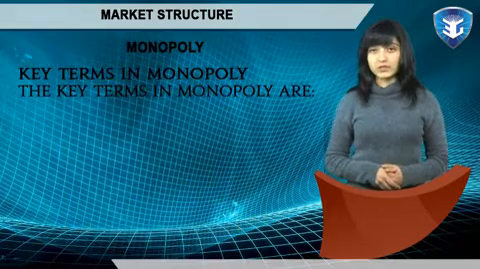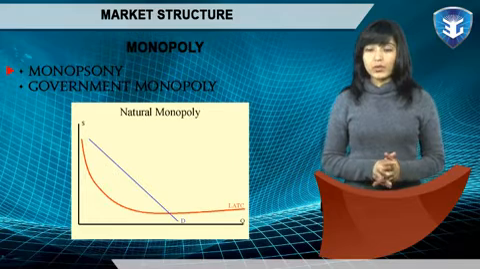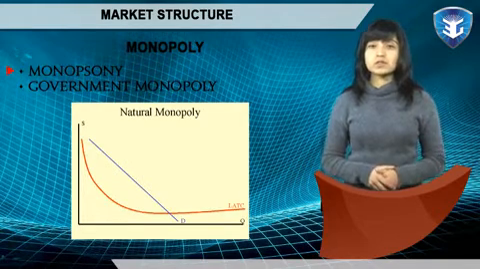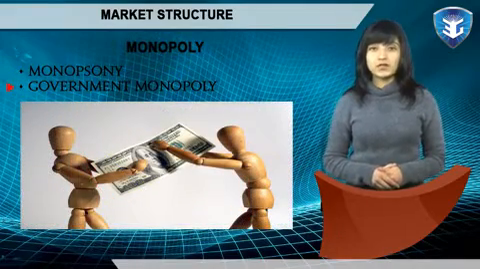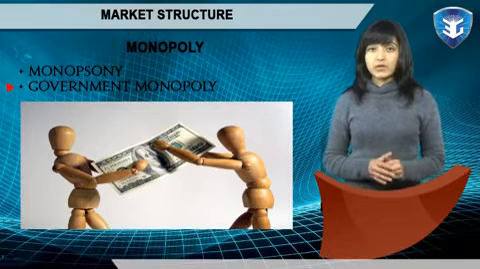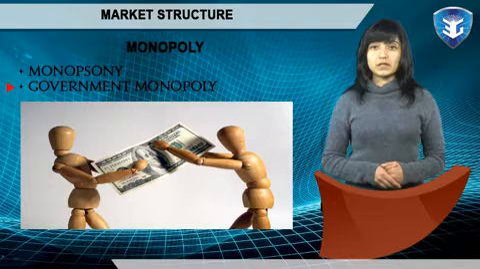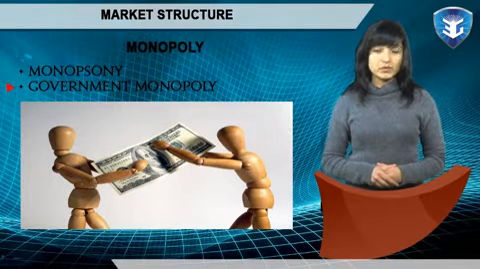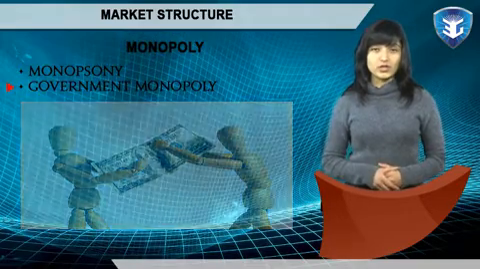The key terms in monopoly are monopsony. In monopsony, there is only one buyer of the product, service. The other characteristics are same as monopoly. Government monopoly. In government monopoly, the government reserves the venture for it, also known as legal monopoly, government granted monopoly. It is sanctioned by the state government to encourage the investors in a risky project or venture.